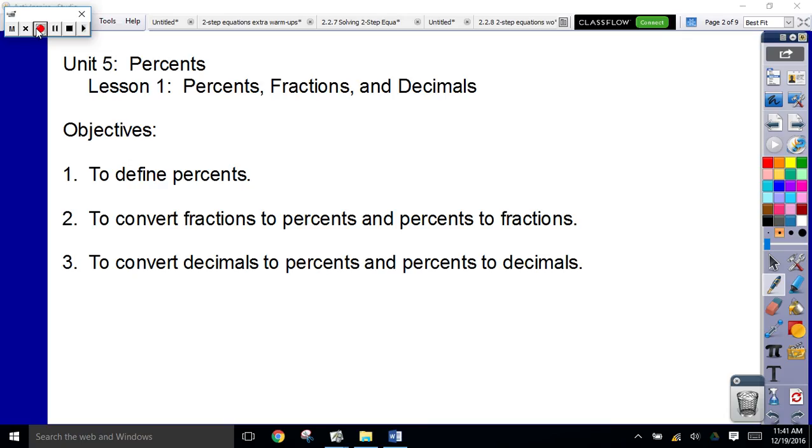Then we're going to talk about how to convert fractions to percents and percents to fractions, and also converting decimals to percents and vice versa.